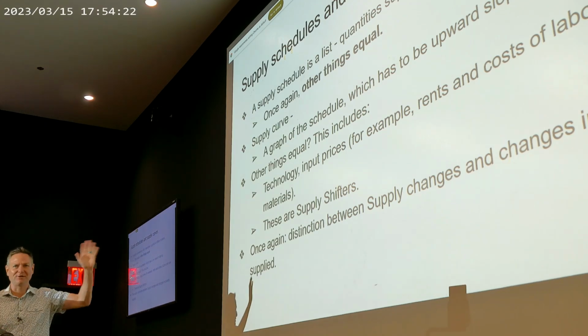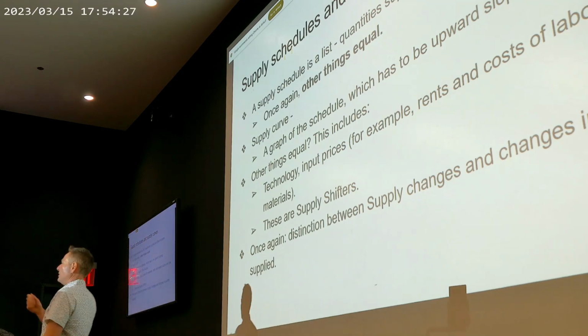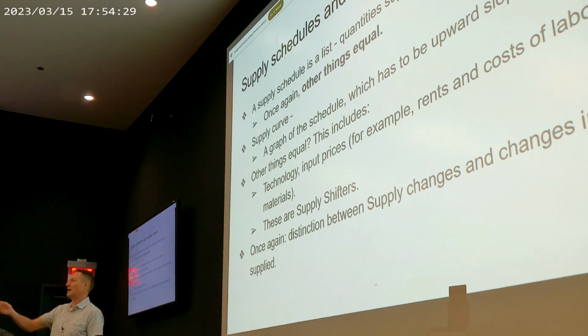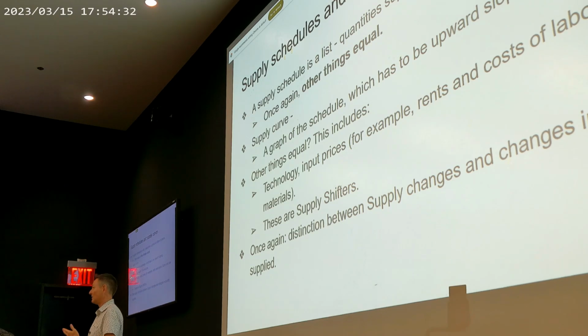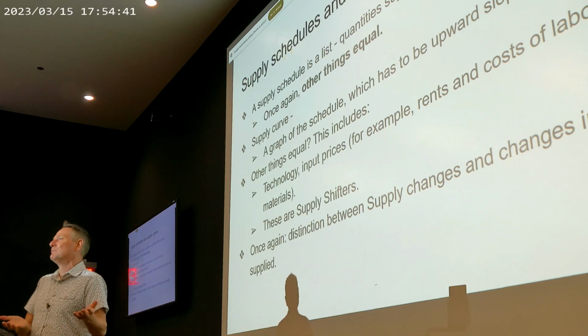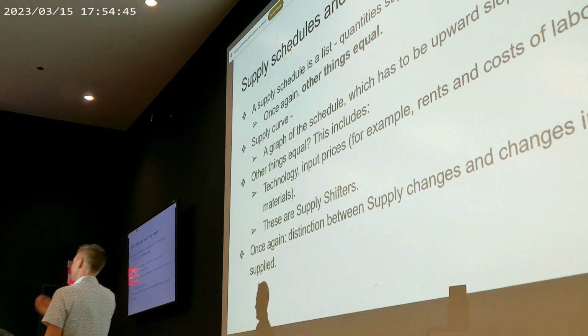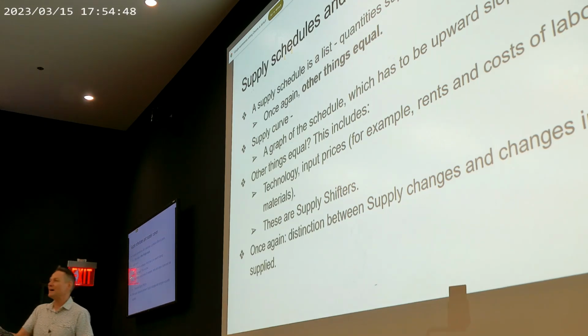Oftentimes in this class, students raise their hand at this point and say, well, wait a minute. What about situations in which you give the firm a higher price and the firm decides to sell less, and all that stuff? Well, we're going to save that for later in the semester. Suffice it to say now, don't think about things that way, because you're confounding the pricing decision that a firm might make with its supply decision. Right now, it's just, if this were the price, how many units of the product would you supply?